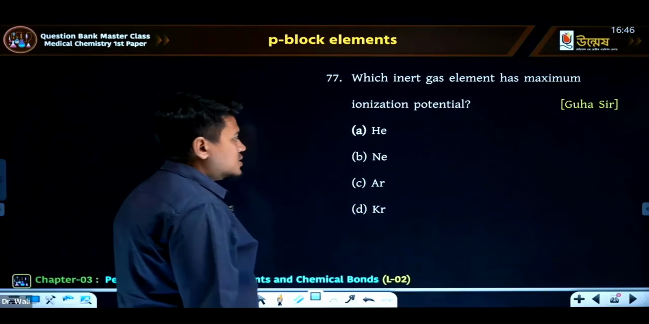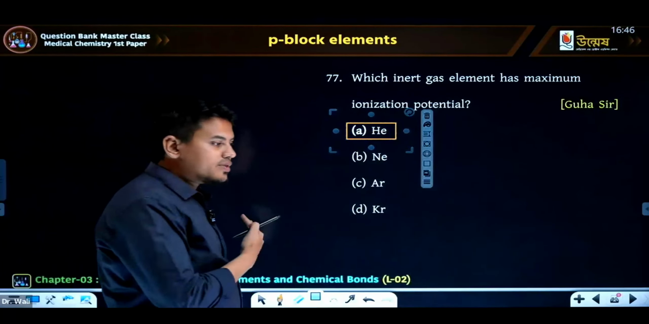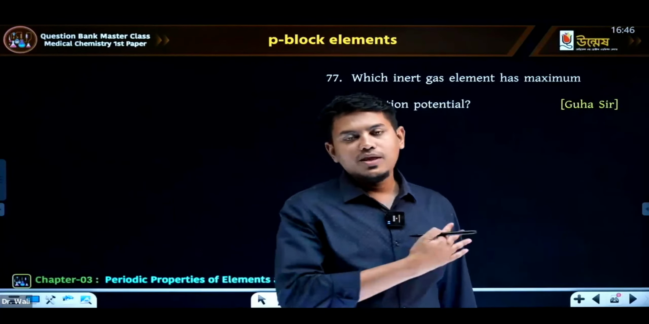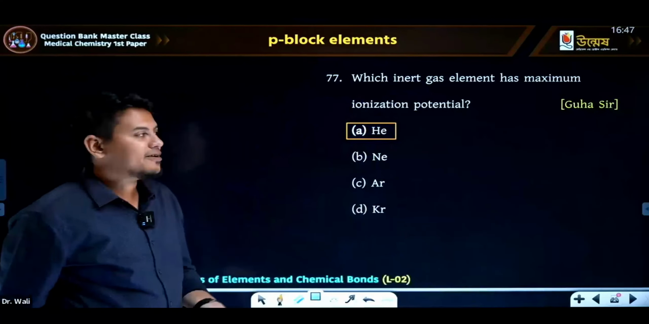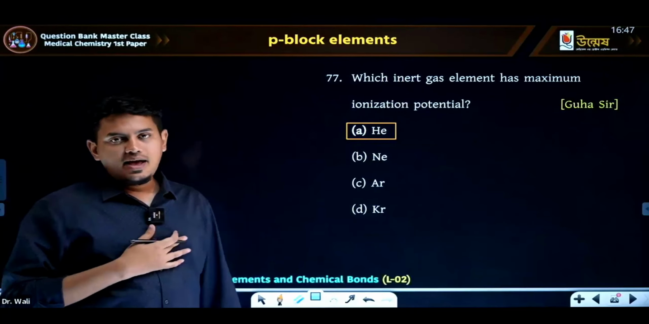Which inert gas element has maximum ionization potential? Maximum ionization potential, it will be helium. Why? Because we know that the ionization potential increases in a period, right? From left to right, it gets increased, and the rightmost element will be helium. So the correct answer will be helium, and it does not get ionized easily. That's why it has a higher ionization potential.